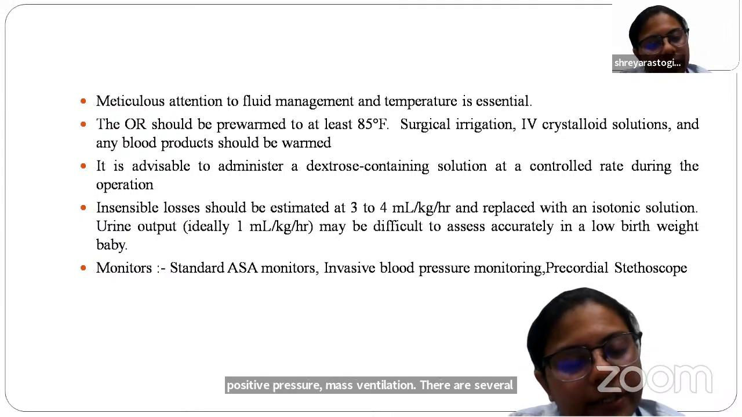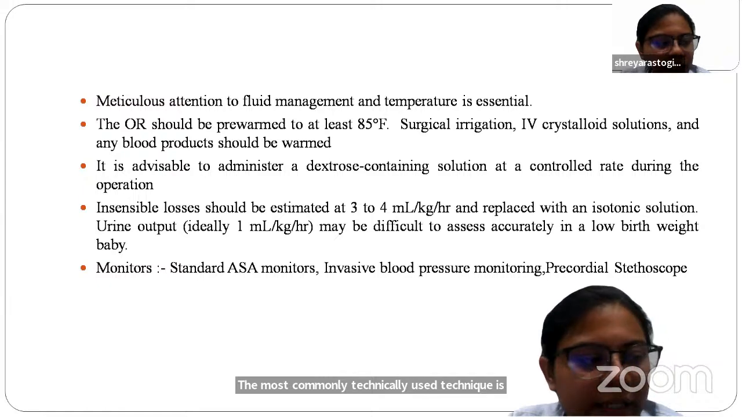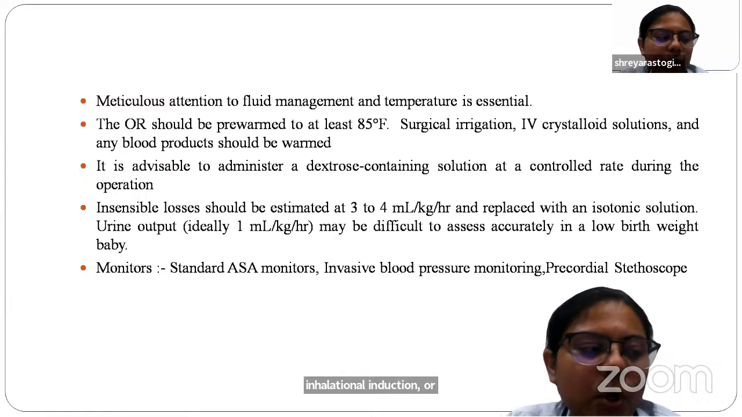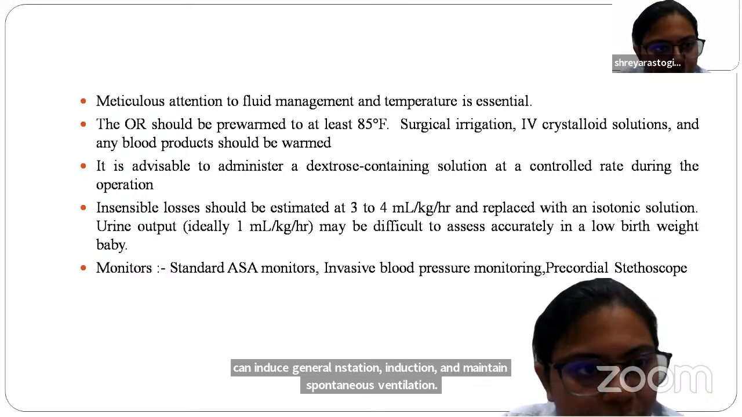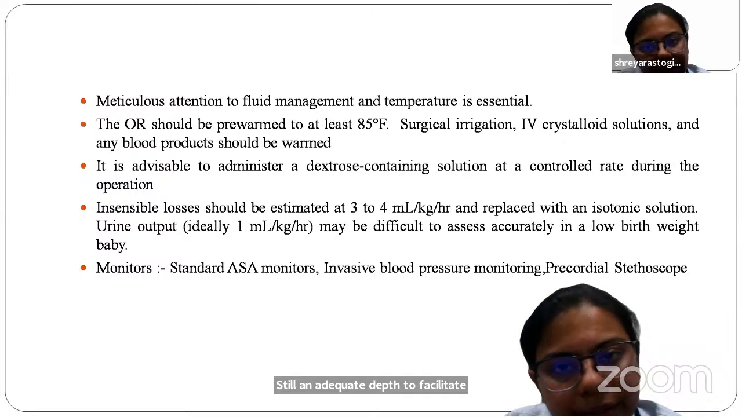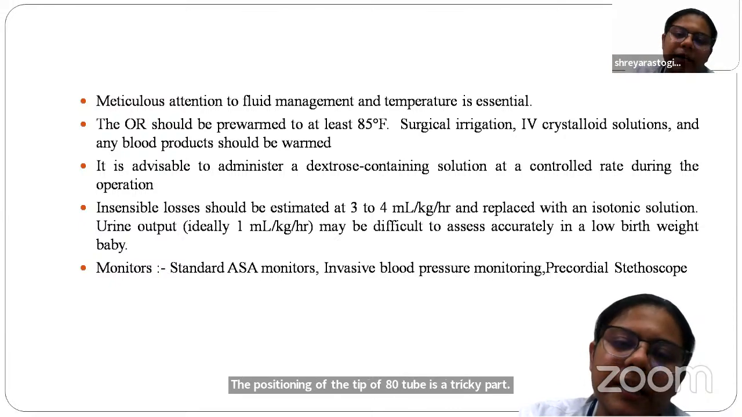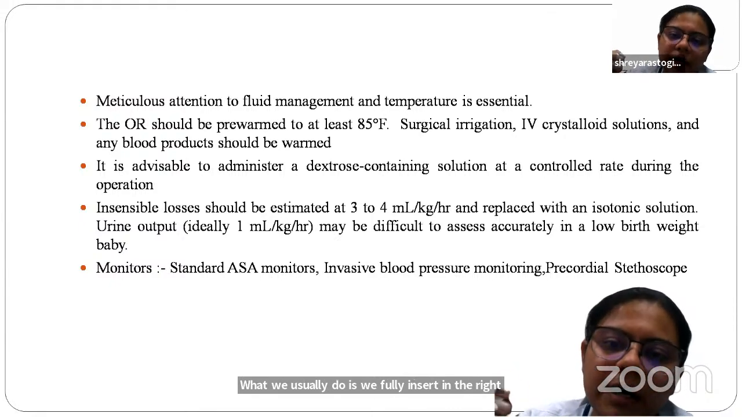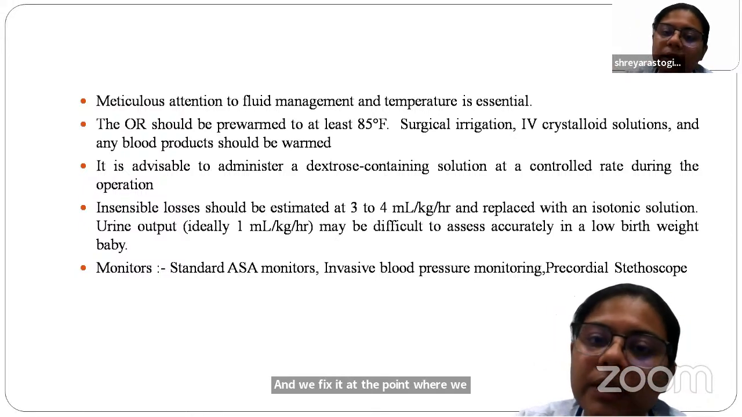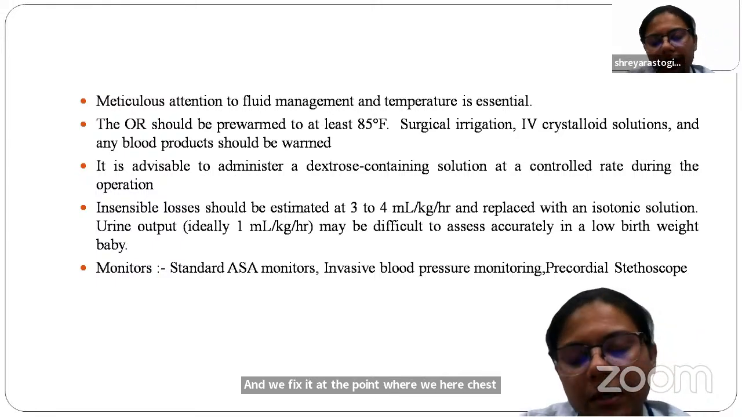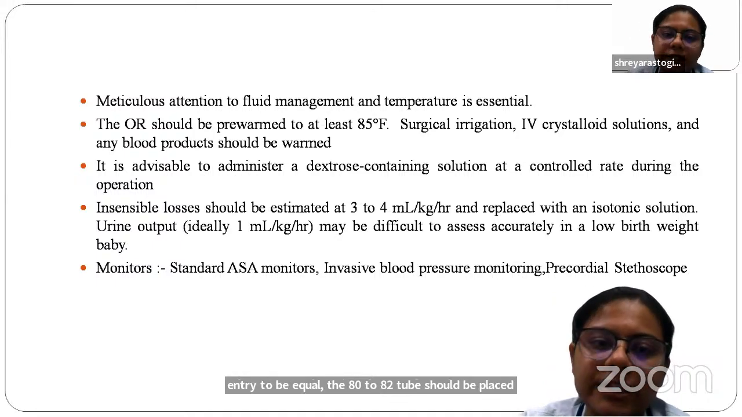The most commonly used technique is inhalational induction. We can induce general anesthesia with inhalation induction and maintain spontaneous ventilation till an adequate depth to facilitate intubation. An IV induction agent can also be used. The positioning of the tip of the ETT is a tricky part. What we usually do is fully insert it in the right bronchus, and then slowly withdraw the endotracheal tube, and fix it at the point where we hear equal bilateral air entry. The ETT should be placed distal to the fistula, but proximal to the carina.